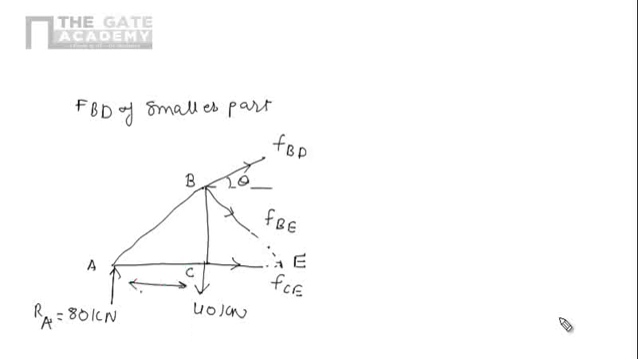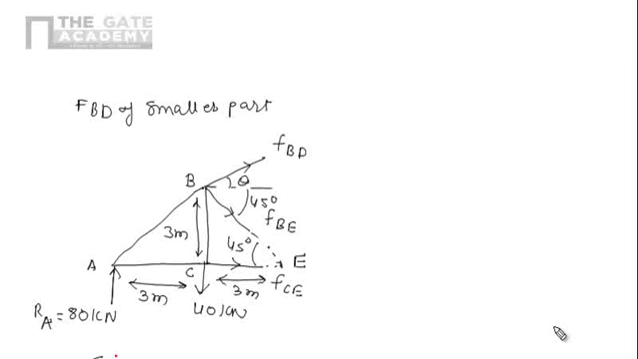This distance we know is 3 meter, this one is 3 meter, and this one is also 3 meter. So we can see this angle will be 45 degree, because tan theta equals 3 by 3, which is 1, so theta is 45. So this angle will be 45 degree. Now I am applying the condition.